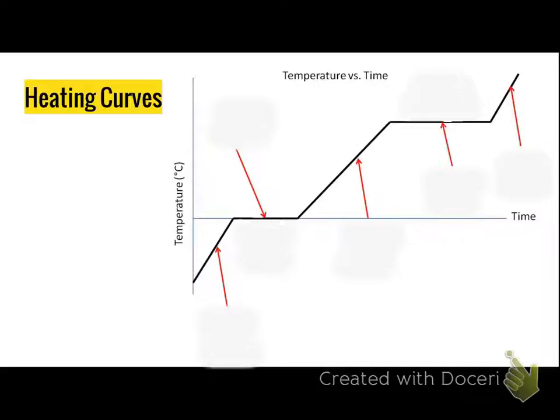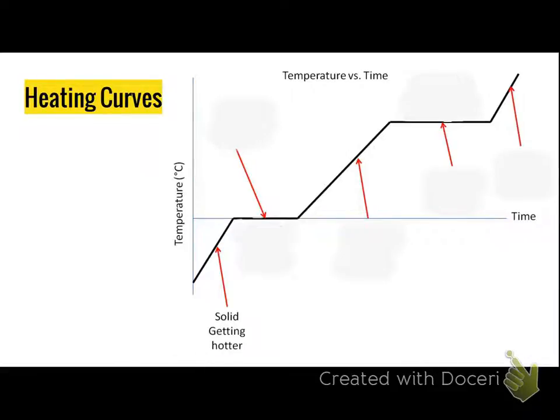So we're going to start at the bottom left here. You may want to pause this and draw a rough sketch of this. Notice there is no scale on here. So right now we're just looking at what a heating curve is and what the different parts represent. We will do some with scales once we start doing a little bit of calculations. So we're going to start at the bottom left here, and this is going to be when your solid is getting hotter.